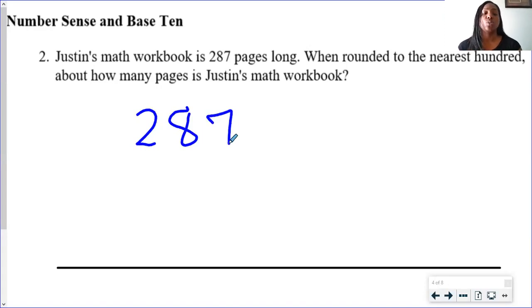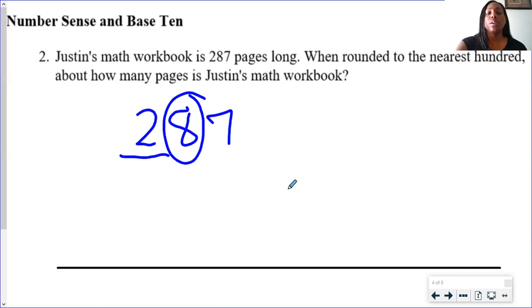So I literally just wrote 287. If I'm rounding to the nearest 100 and I look at this number, the number 2 is in the hundreds place. And what I do is I underline that number. Now, I also want to make sure that I'm using the number behind the number that is being rounded to help me determine if I'm going to go up or if I'm going to go down. So we're going to circle the 8. We have the 2, which is in the hundreds place, and the number in the tens place is going to help me determine if I'm going to go up or if I'm going to stay the same.